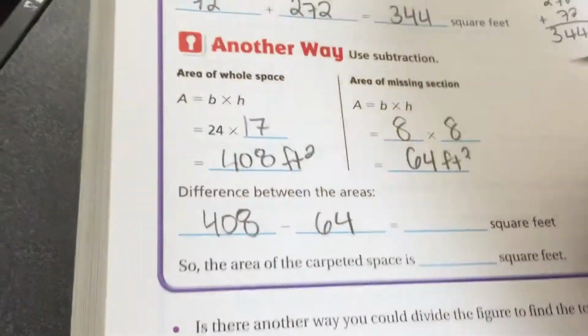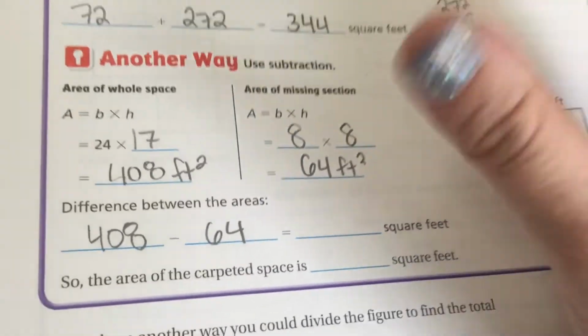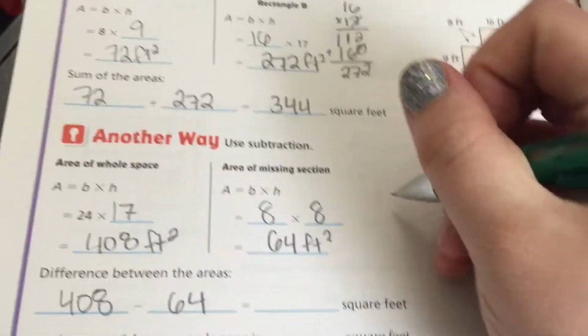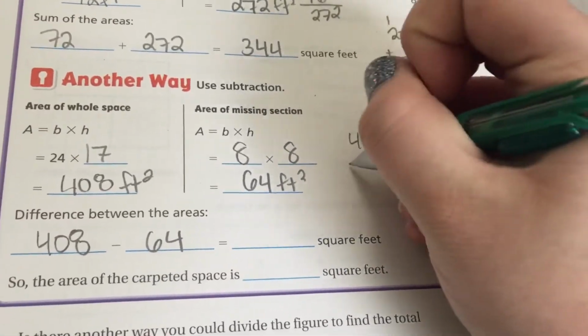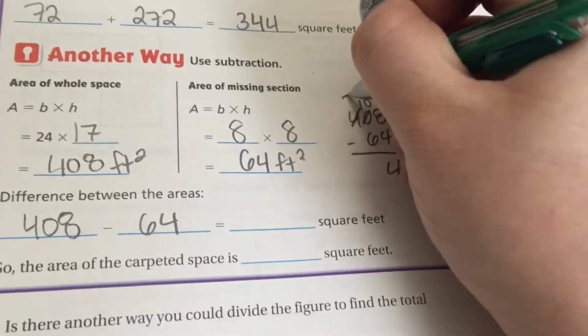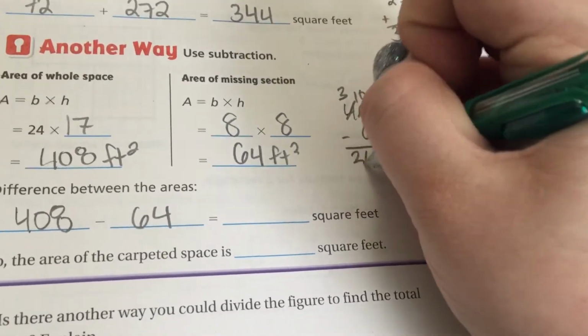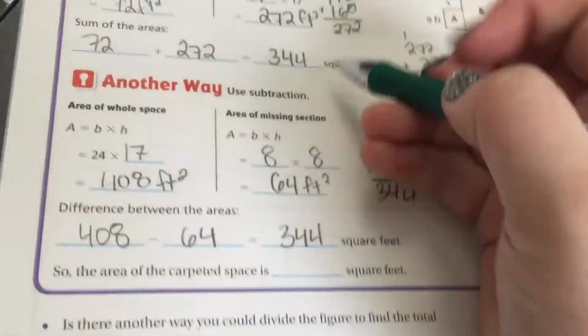408 minus 64. Oops. That one I'm going to do off to the side because there's some borrowing and stuff, so I want to make sure I stay organized. $344, which is what we got the other time.